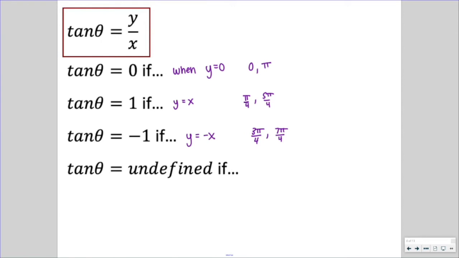And then lastly, where is tangent undefined? Well, tangent's undefined when x is equal to 0. So where do we see the x coordinate equal to 0 on the unit circle? That happens at pi over 2, and that happens at 3 pi over 2, where y is positive 1 or negative 1. So at those places, we're going to see some key points for tangent. And if we can remember the order of key points for tangent, then it becomes really easy to graph tangent.